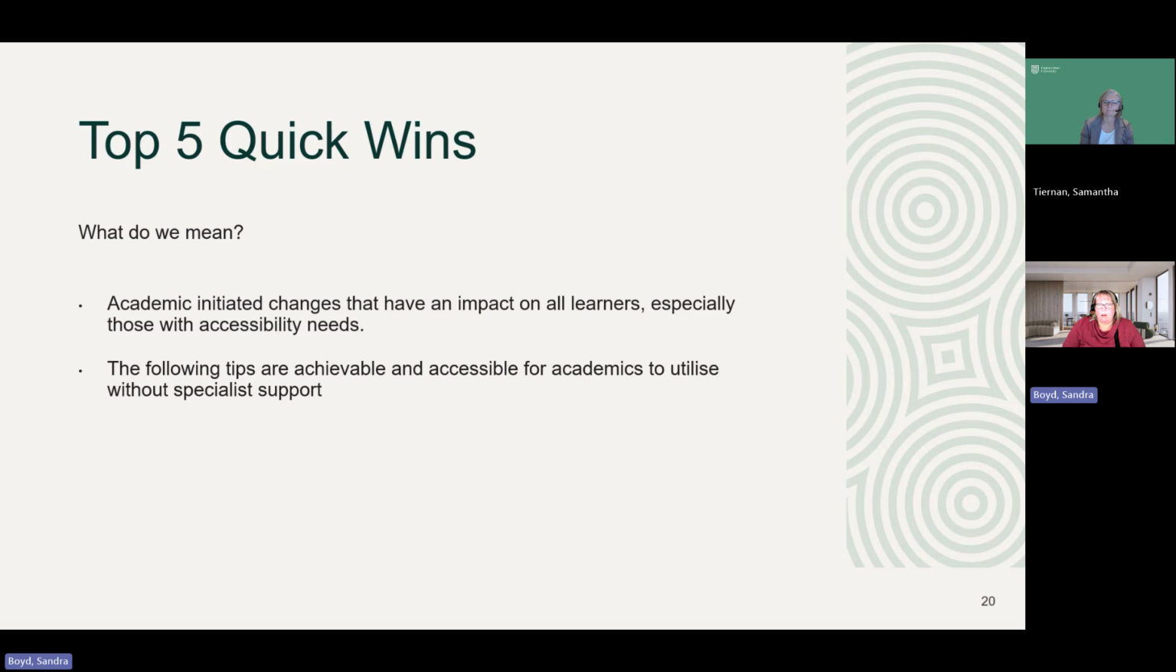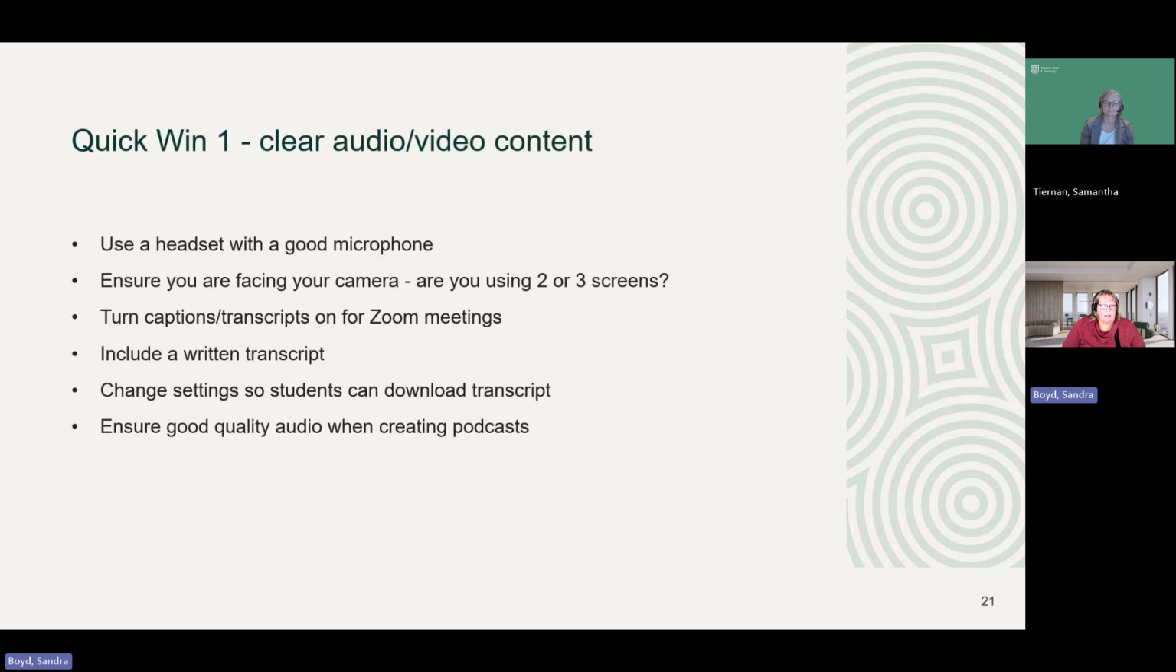So what do we mean by quick wins? So academic initiated changes that have an impact on all learners, especially those with accessibility needs. So the following tips are achievable and accessible for academics to utilise without specialised support. So this is the top 5. This is the ones we see probably that need more addressing, that we see commonly, that if universal design was in the subject sites, they're small changes that can make a big impact.